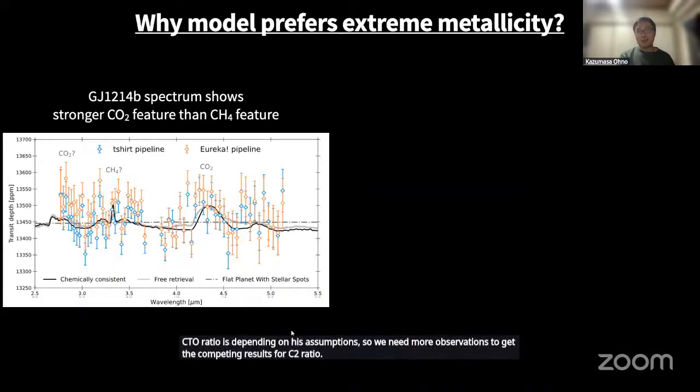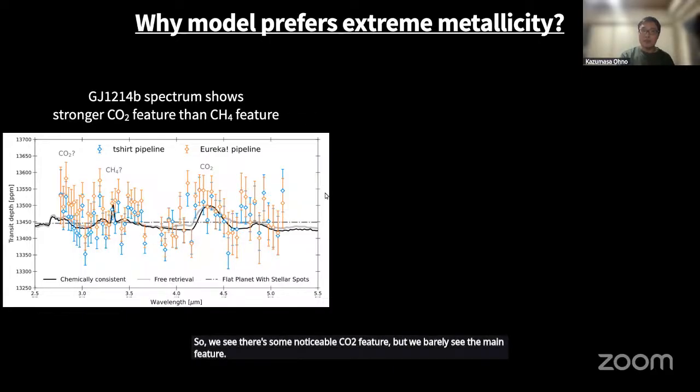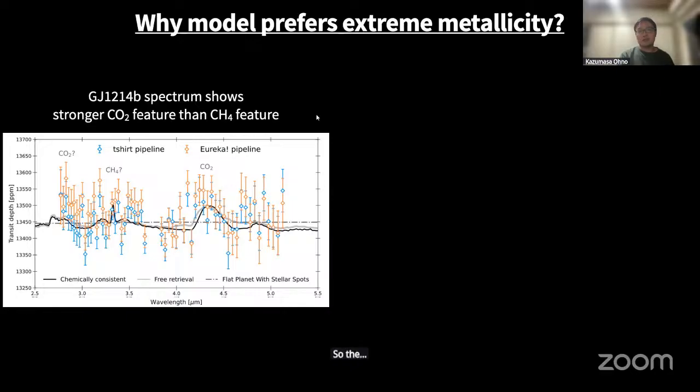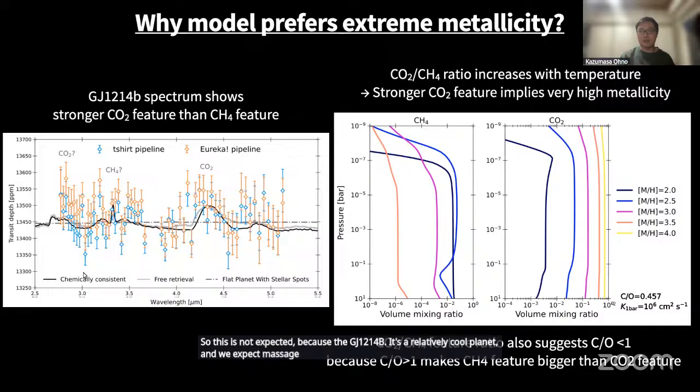And let me briefly introduce why the model likes extreme metallicity. One of the interesting points of the spectrum is that we see some noticeable CO2 feature, but we barely see the methane feature. This is not expected because GJ 1214b is a relatively cool planet, and we expect that methane is usually the dominant carbon reservoir.